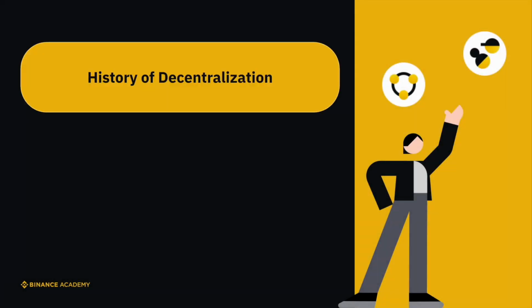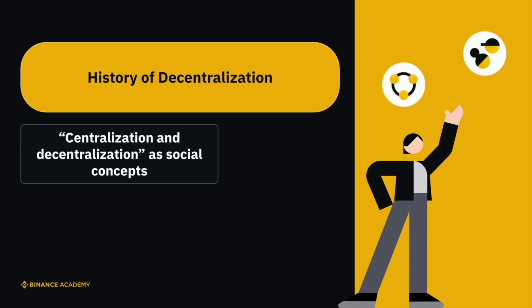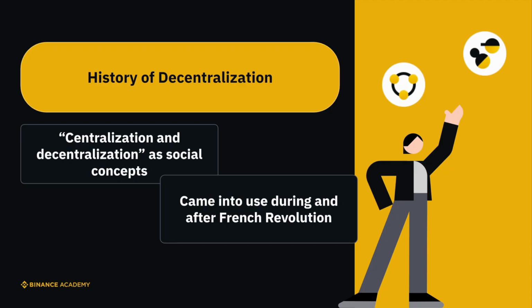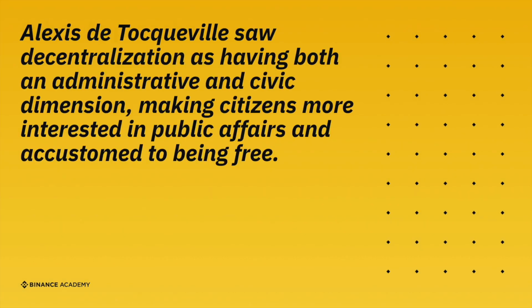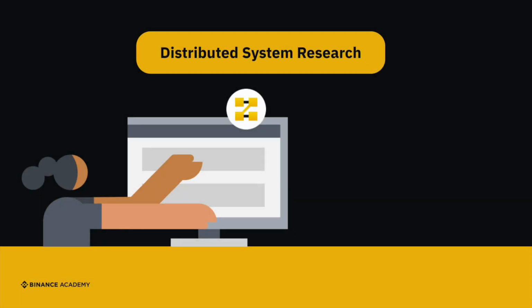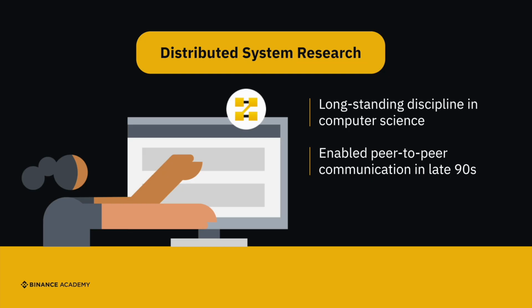Let's explore the history of decentralization. The words centralization and decentralization as social concepts came into use during and after the French Revolution. Philosophers like Alexis de Tocqueville saw decentralization as having both an administrative and civic dimension, making citizens more interested in public affairs and accustomed to being free. When it comes to technology, computer science has a long-standing discipline of distributed systems research. For example, distributed computing enabled peer-to-peer communications on the Internet in the late 1990s. These networks didn't require a central server to facilitate communications.